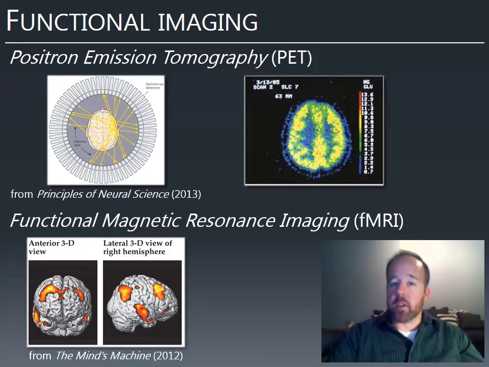Again, they have advantages and disadvantages. PET is very sensitive, but it's slow. You can only take about a picture a minute. fMRI, not as sensitive, but it's fast. You can take a picture every 2 seconds or so. So those are the trade-offs. Nowadays, fMRI is more common than PET for looking at brain activity, but for a time, PET was very popular. And of course, PET is used for other therapeutic applications as well.